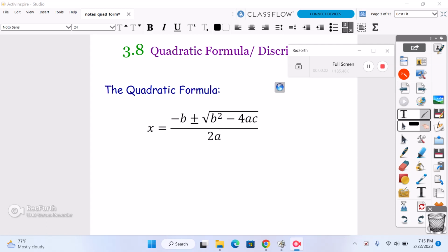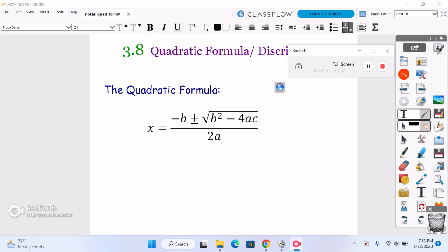Okay, so today we're going to be solving quadratic equations using the quadratic formula. You can see the quadratic formula here on the screen as well as on your paper. x equals negative b plus or minus the square root of b squared minus 4ac, all divided by 2a.